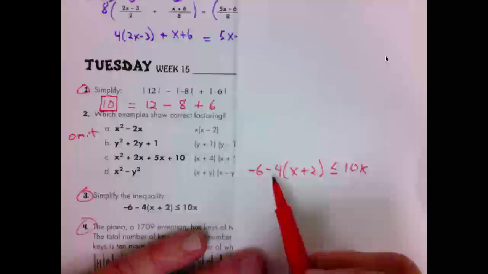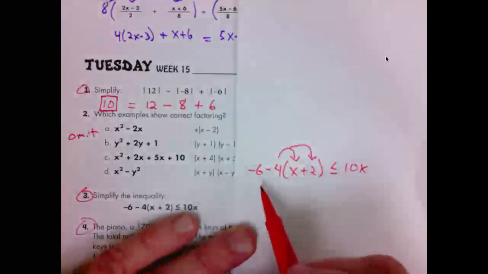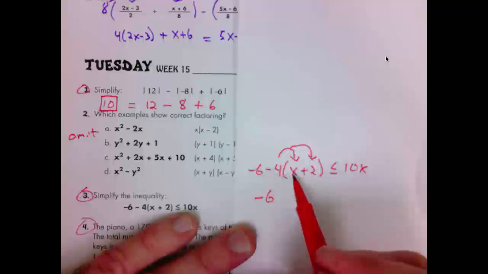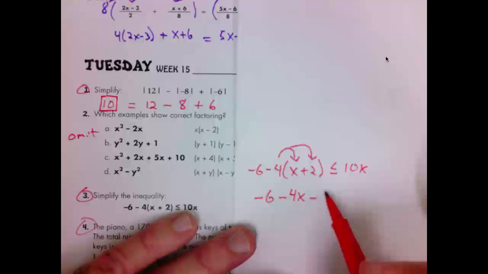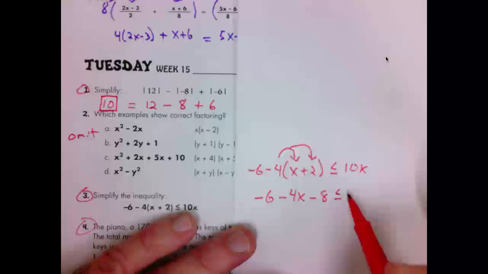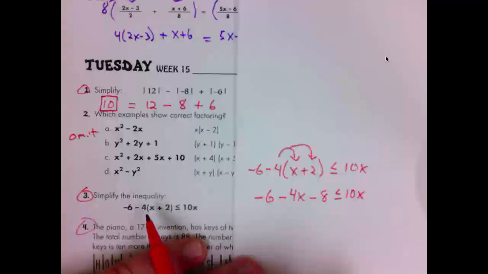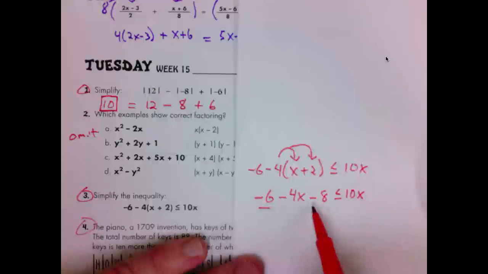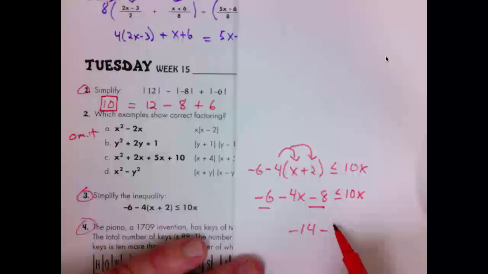Alright, first we will distribute the negative 4 across our parentheses. Negative 6, negative 4 times x will be a minus 4x. Negative 4 times plus 2 is a minus 8, less than or equal to 10x. It says simplify the inequality. I'm going to go ahead and solve this inequality. Combining the like terms, negative 6 minus 8 will be a negative 14 minus 4x is less than or equal to 10x.